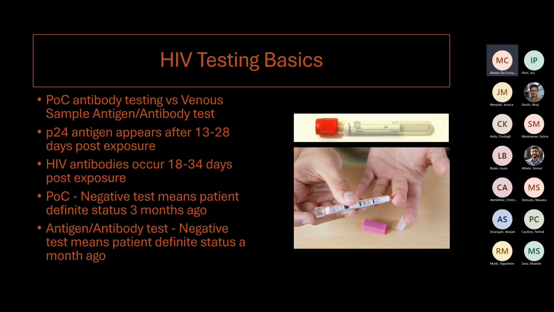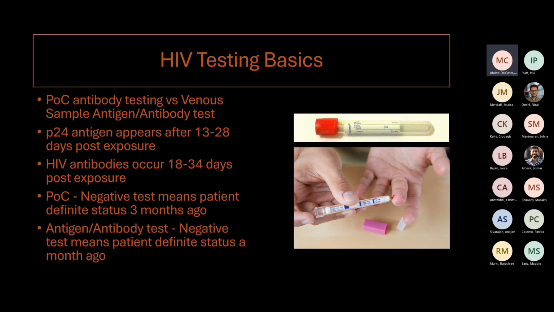Just another point on the basics of HIV testing. Do you remember the difference between the two? There's one you can do at the bedside, and then there's one that you would probably be asked as a med student to do and then send off. One is the POC antibody test, and the other is the venous sampling antigen antibody test. What's the big difference between antibody testing and antigen testing? If you remember from the last talk, antibodies take time to develop.